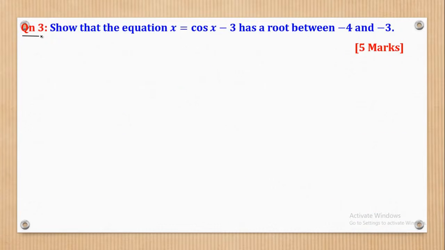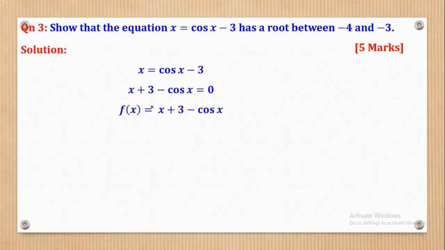Now we shall go to question 3, which says show that the equation has a root between this and this. Previously in the first 2 questions you were locating the roots, but this time they have given you the range where the root lies. So how do you do such a question? What you do, you have to first rearrange to get your f(x). So when I rearrange, I'll realize that this is my f(x).